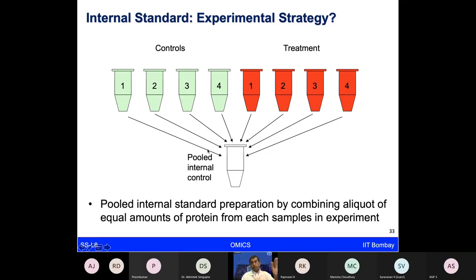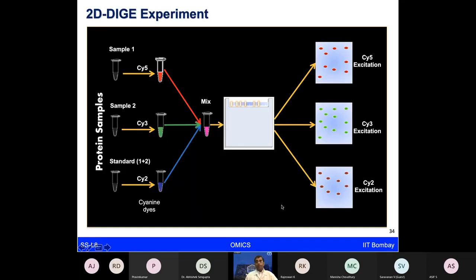So you will keep your entire protein separately for each patient anyways, but still you are making a pool of the protein so that you can have some sort of benchmark as a common fingerprint for every protein present in all the given samples. And this one you can use to label with the third dye, which is Cy2 dye, cyanine 2 dye.